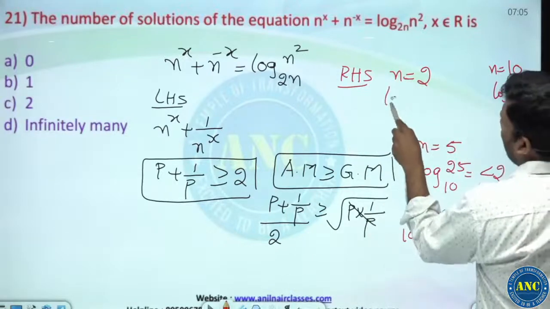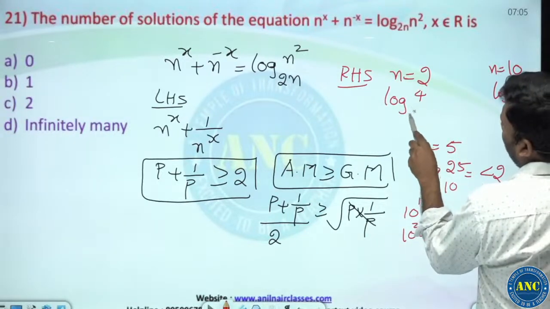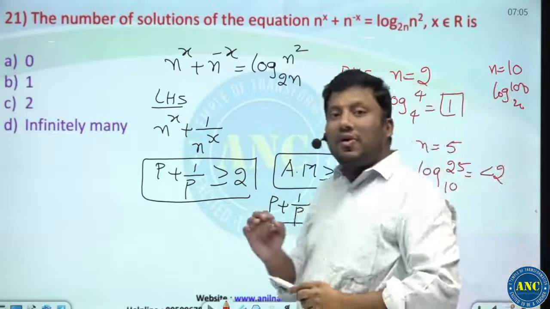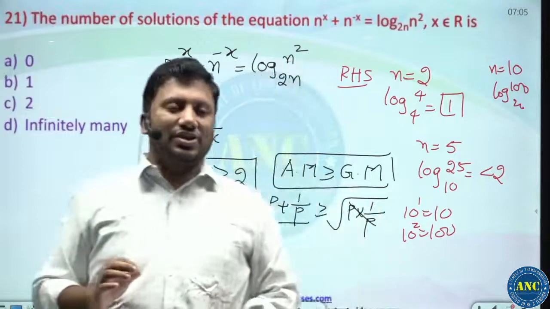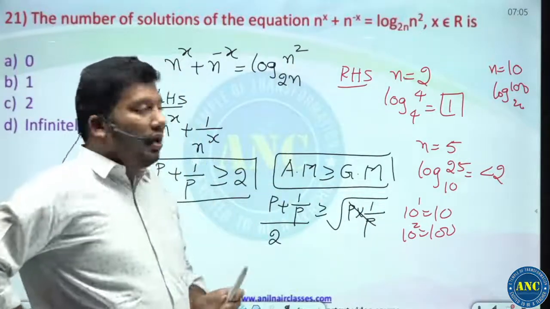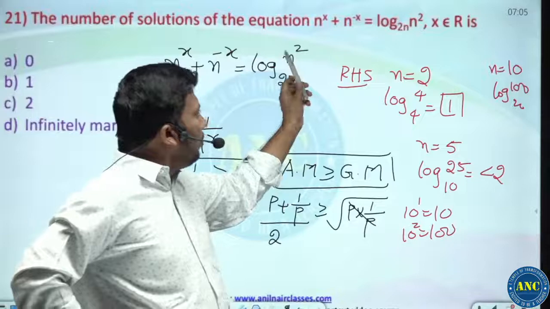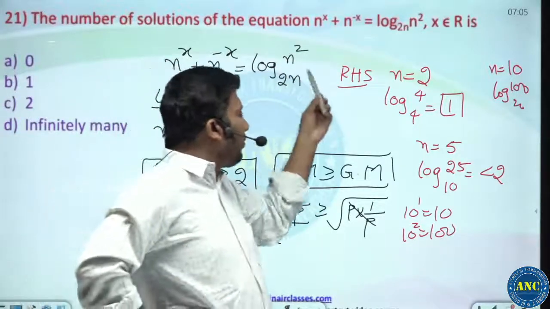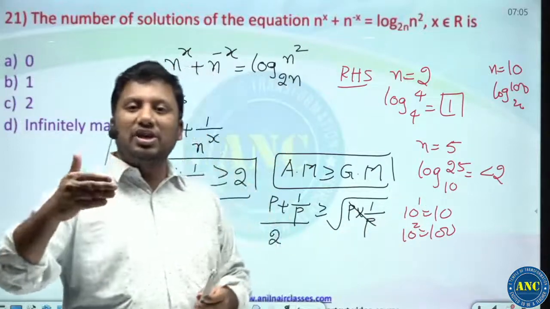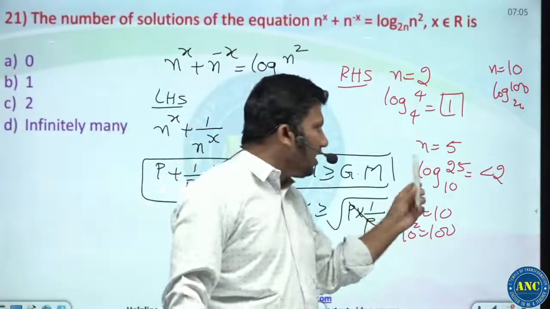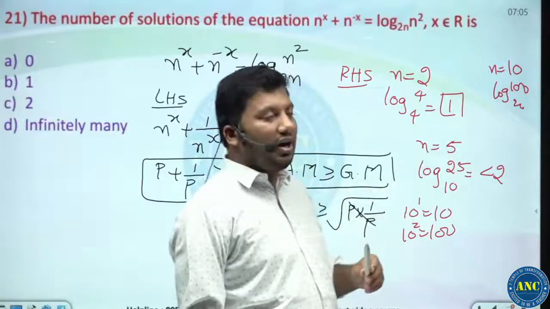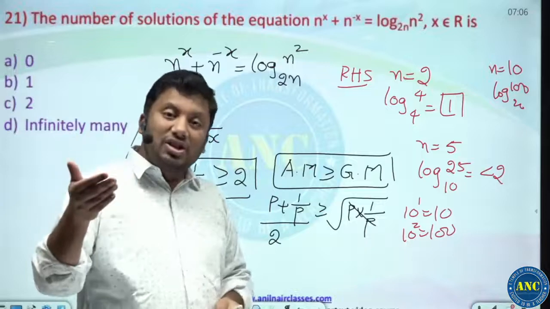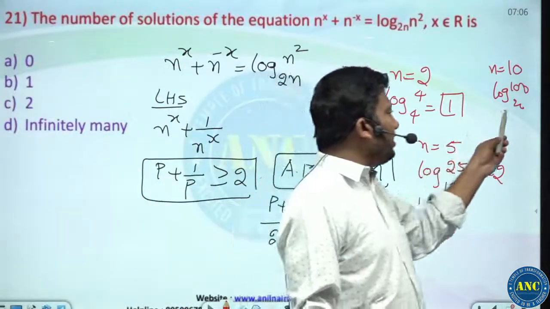Here it will be n as 2. 2 square is 4. Log 4 base 4 is 1. That means all the values whatever we are getting on the right hand side are less than 2. If I substitute n equivalent to 2, log 4 base 4 is 1. If I substitute n value 5, log 25 base 10: 10 power 1 is 10, 10 square is 100, it is less than 2. If I substitute n equivalent to 10, log 100 base 20: 20 power 1 is 20, 20 square is 400. Again, it is less than 2.